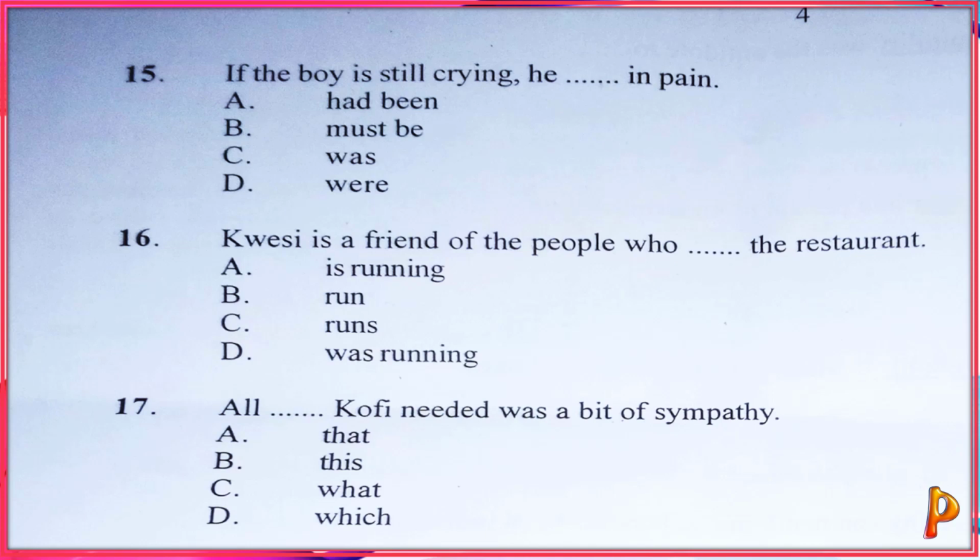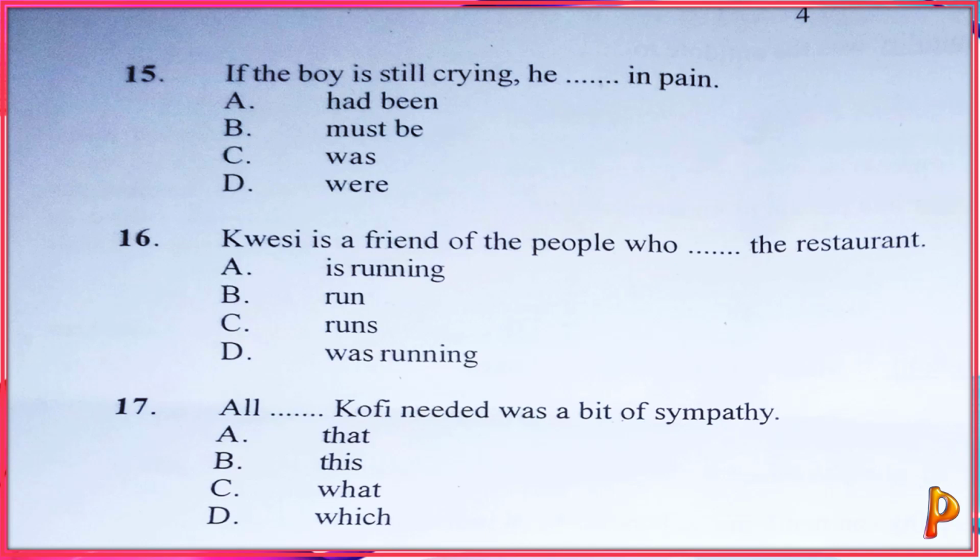Question 16. Kwesi is a friend of the people who dashed the restaurant. A. Who is running the restaurant? B. Who ran the restaurant? C. Who runs the restaurant? D. Who was running the restaurant? The correct answer to this question is answer space B. Kwesi is a friend of the people who run the restaurant.